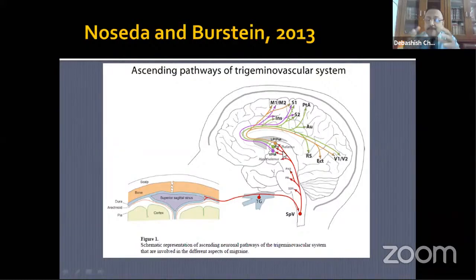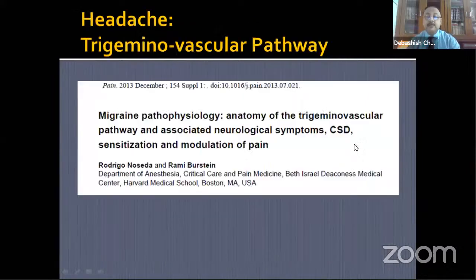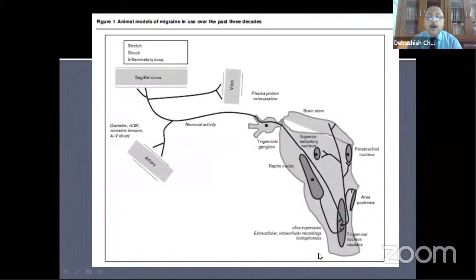So there are a lot of cognitive, emotional, visual symptoms, and vertigo, which somebody mentioned. All this can be explained because this impulse is interconnected in a web-like fashion, and it goes to various parts of the brain. But the chief important thing is that there is a peripheral connection. From this inflammatory soup, the response comes and travels to the trigeminal ganglion and to the spinal nucleus, and then there is a central transmission. So there is a peripheral arm and there is a central arm.